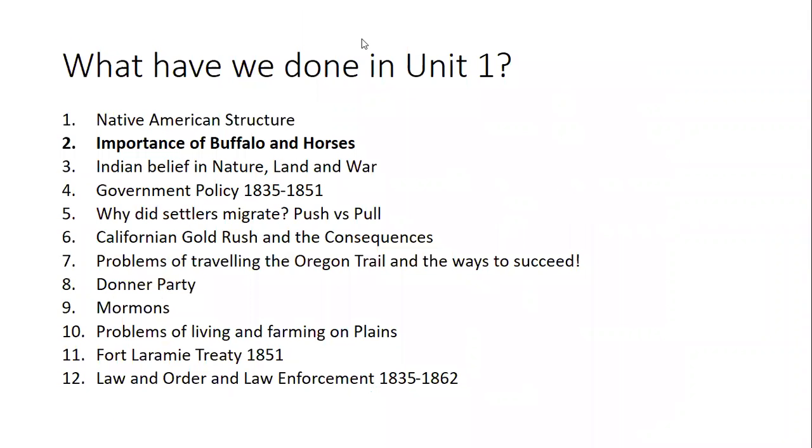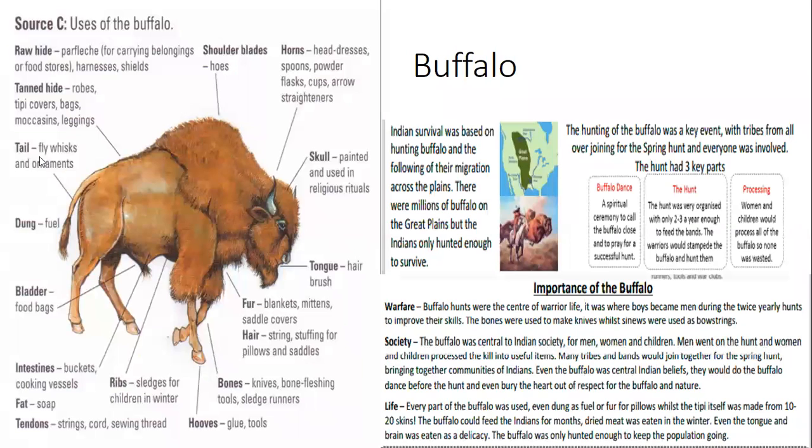The second lesson, we're mainly going to focus on the importance of buffalo because I focused on horses in the last slide. The buffalo was basically the Native American survival. So important that we understand that without the buffalo, Indian survival would have been very difficult. And it was based on following the migration of buffalo across the plains. There were millions of buffalo on the Great Plains, but they only hunted enough to survive. Now, there's a key word here, which I'm going to put in the top corner, is reverence, which means they had a respect for the buffalo.